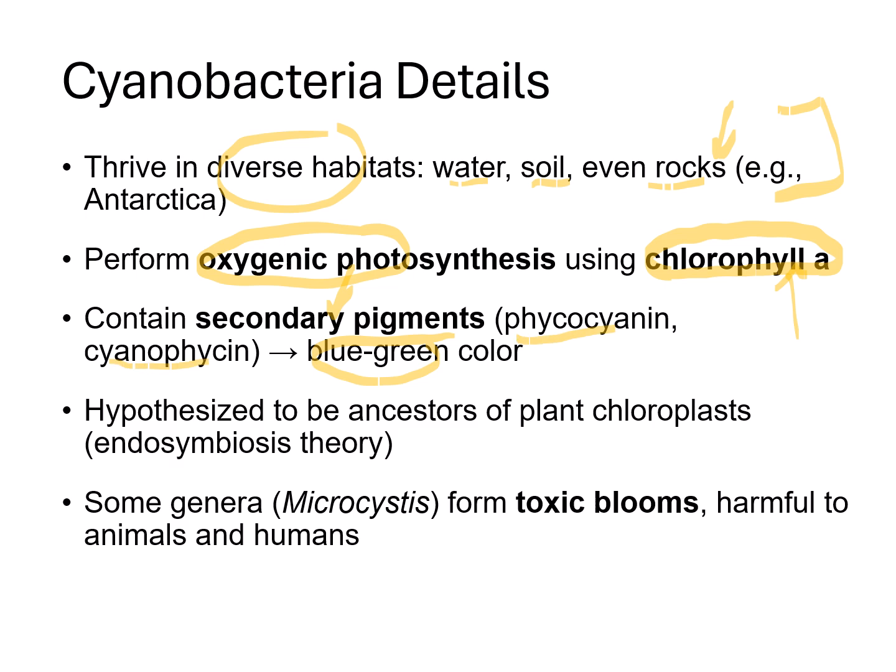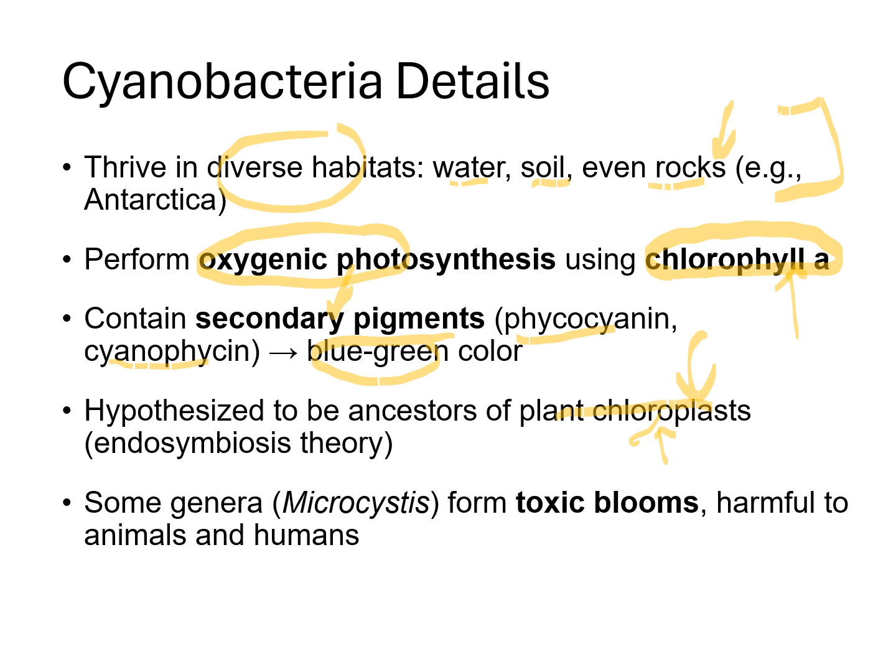So we think that cyanobacteria were the precursors to what plant chloroplasts are today through endosymbiosis theory. Remember, this is when a larger eukaryotic cell engulfed a prokaryotic cell, perhaps the cyanobacterium, and over time the cyanobacteria evolved and became those chloroplasts. That would explain why chloroplasts have their own DNA, but it's prokaryotic DNA, as well as their prokaryotic ribosomes.